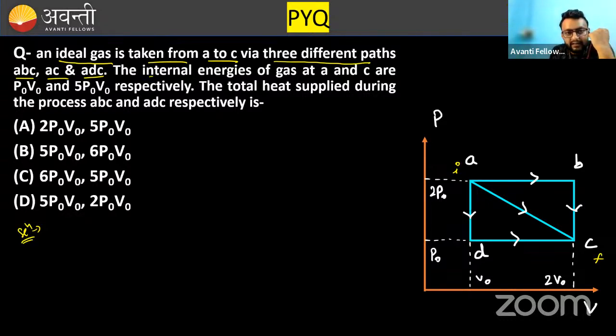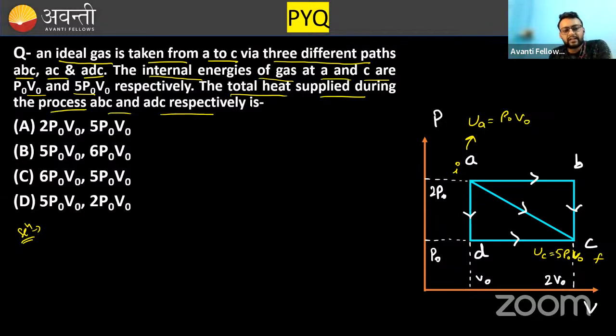Again, the next statement says the internal energies of the gas at A and C are P naught V naught and 5 P naught V naught. That means at A, internal energy is P naught V naught, and at C, internal energy is 5 P naught V naught. This is given in the question. Clear? Okay. The total heat supplied during the process ABC and ADC respectively. So they are asking for the total heat supplied during the processes ABC and ADC. Don't worry, the question might look very lengthy, but it's a very simple question. Listen to me.